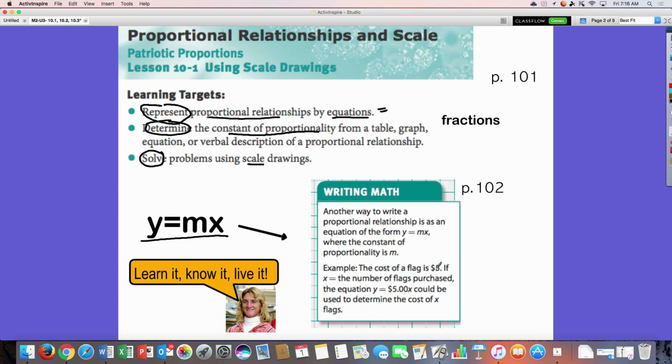So like if the cost of a flag is $5, if the X is the number of flags purchased, the equation y equals $5 times X could be used to determine the cost of flags. So if I have 10 flags times $5, I owe $50 for those flags.